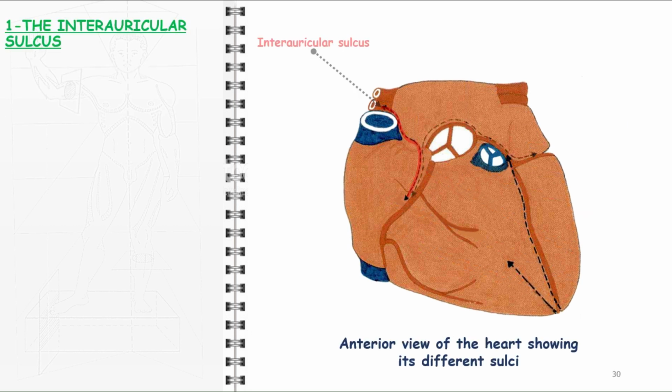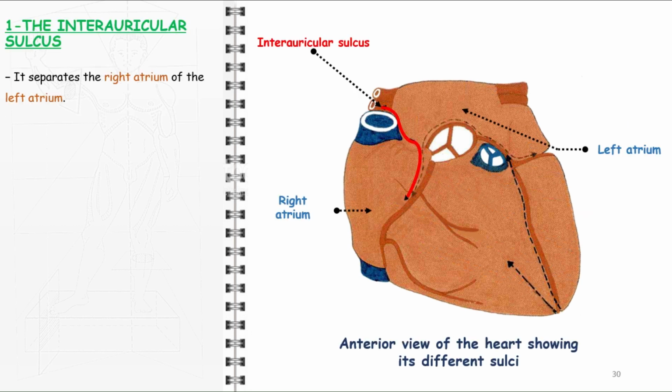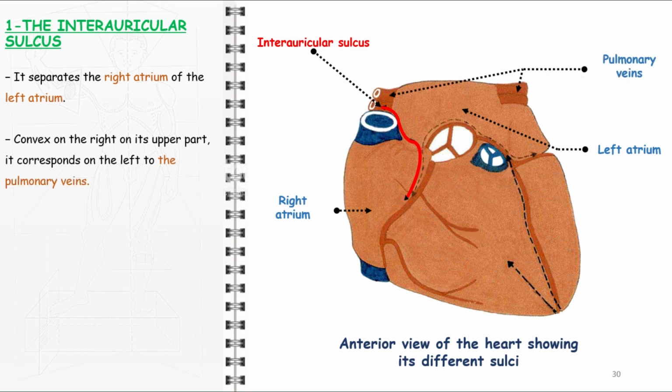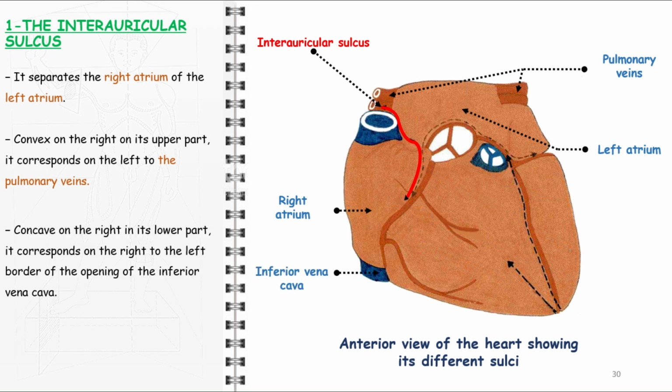The interauricular sulcus separates the right atrium from the left atrium. Convex on the right in its upper part, it corresponds on the left to the pulmonary veins. Concave on the right in its lower part, it corresponds on the right to the left border of the opening of the inferior vena cava.